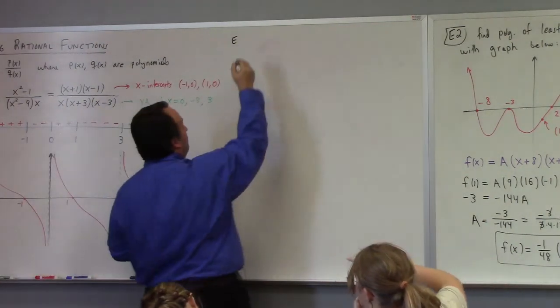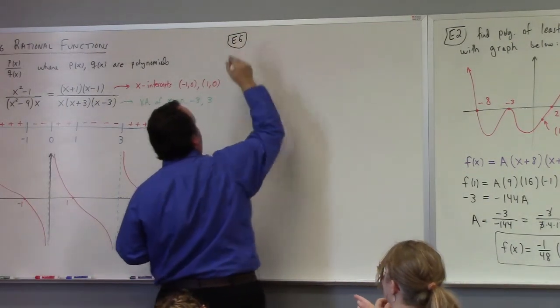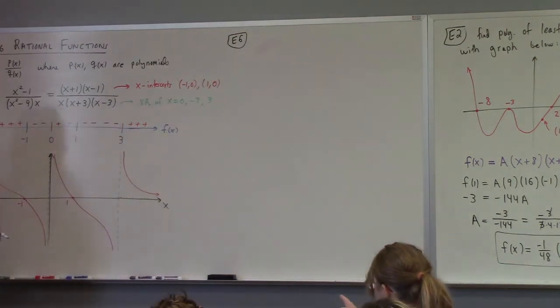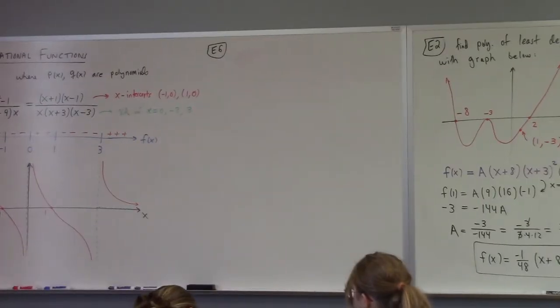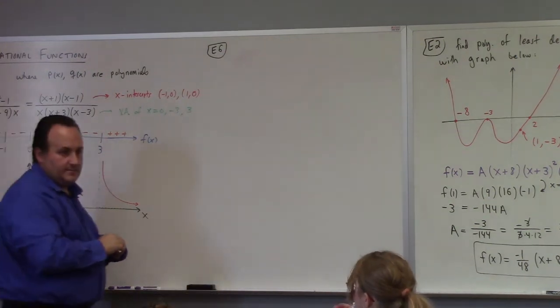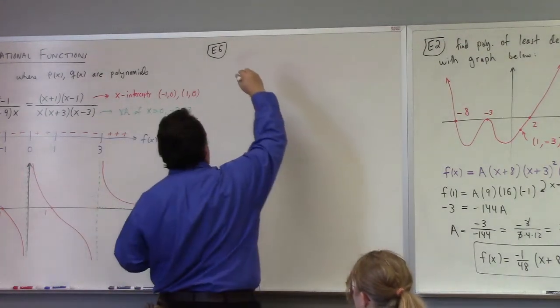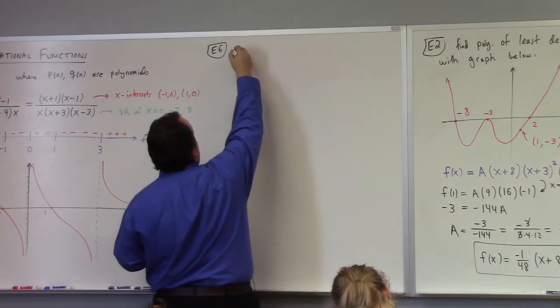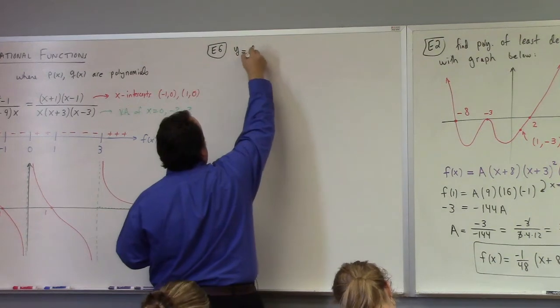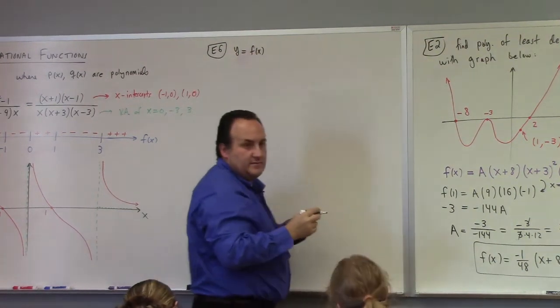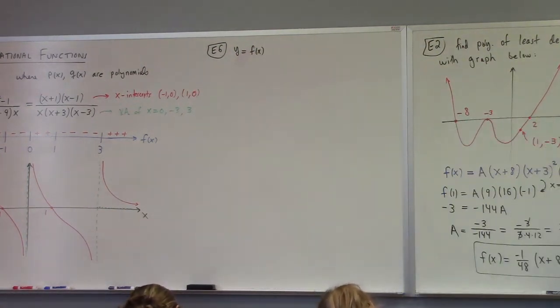Example 6, yep. You put the dash lines for vertical asymptotes for the vertical ones there. The horizontal asymptote, it's like that. Oh, okay. Right, right. So here's another one. We could have y equals f of x. Was there a question? No?